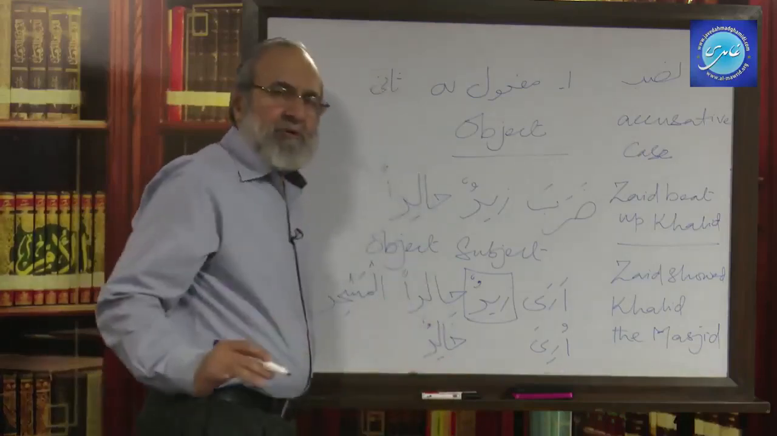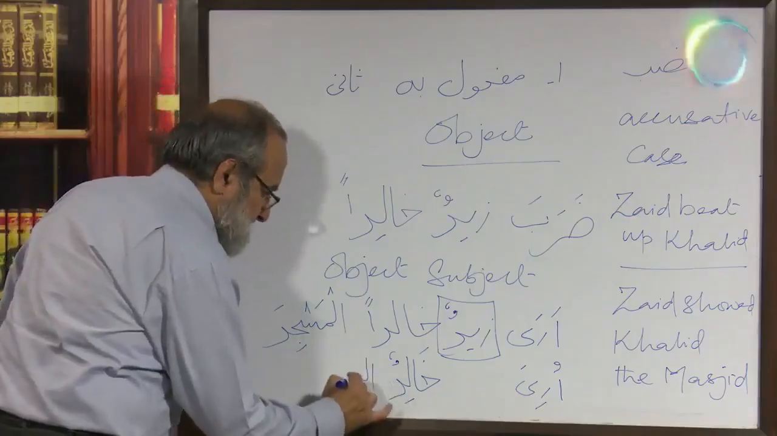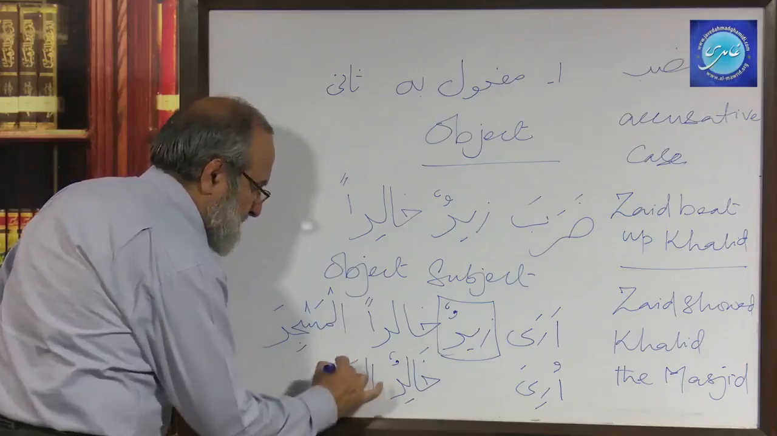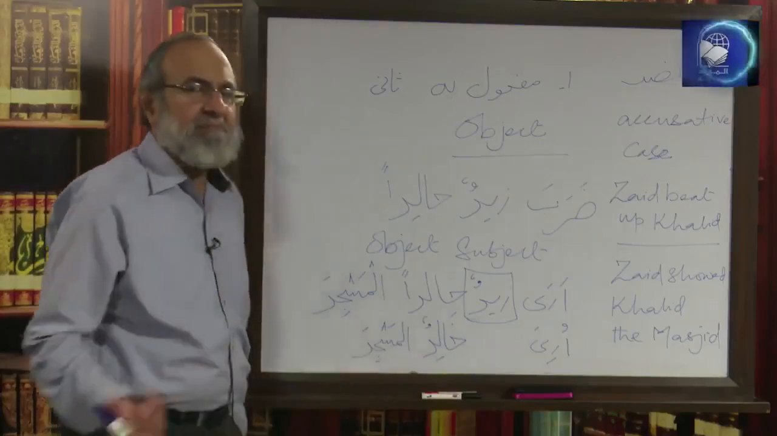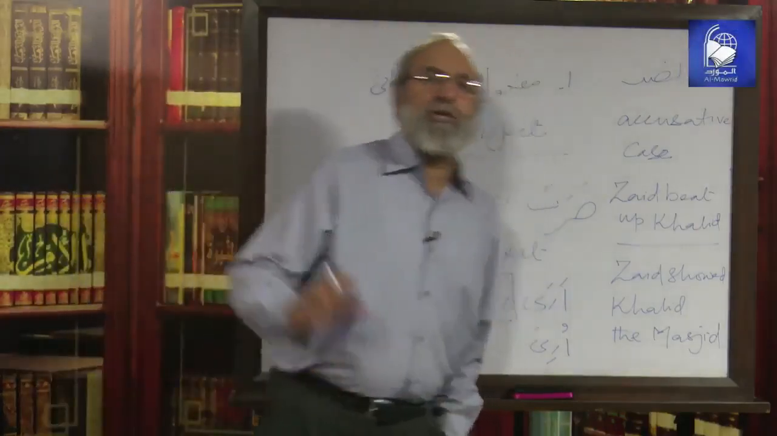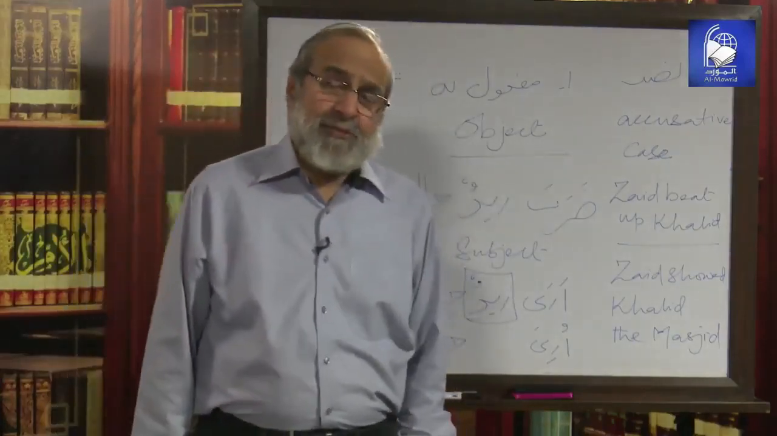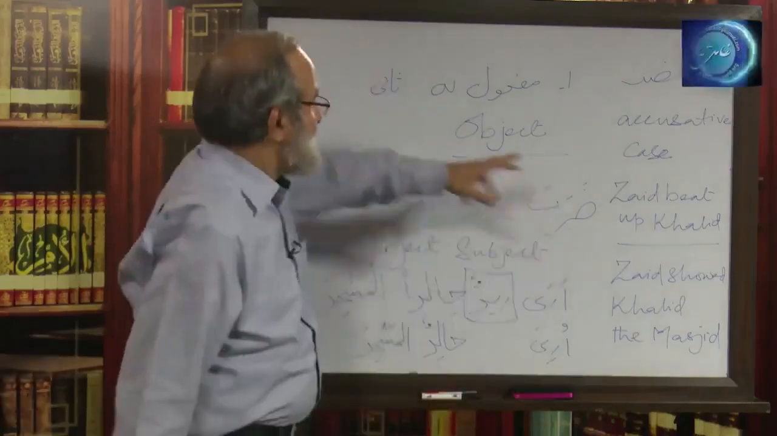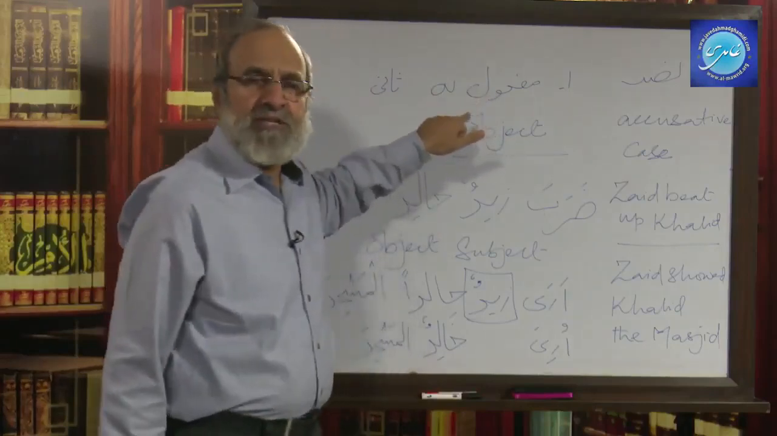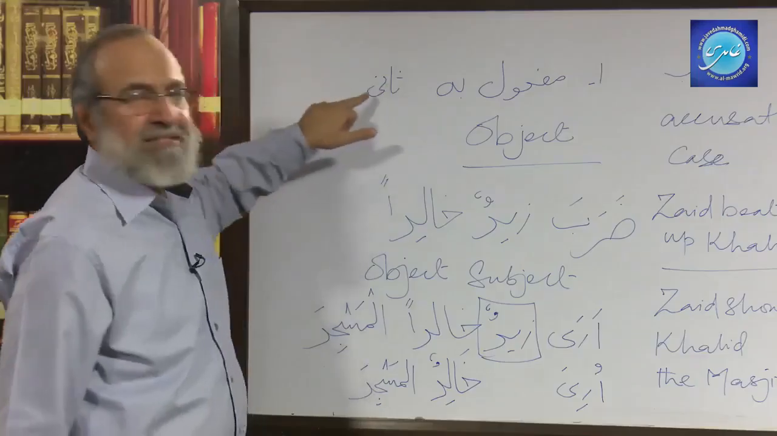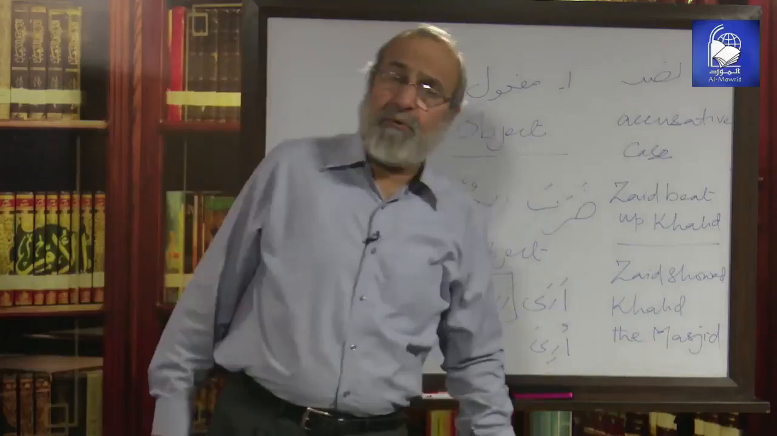The reason why I am talking about it is that Uriya Khalidun is followed by Al-Masjid. Khalid was shown the mosque. This Masjid is going to again be Al-Masjida. It's going to again take the form of Nasab, accusative case. So what I'm saying is that Maf'ul Bihi would always take the form of Nasab, accusative case. Likewise, Maf'ul Bihi Thani, the second of the objects, is also going to take the same form.